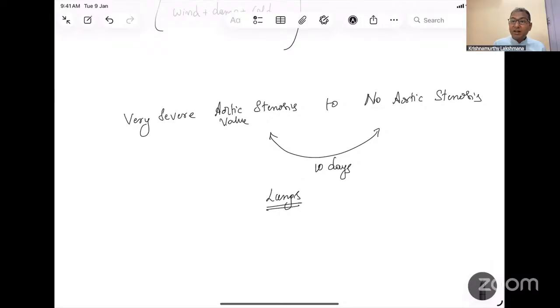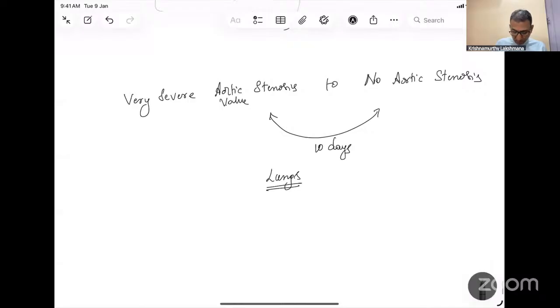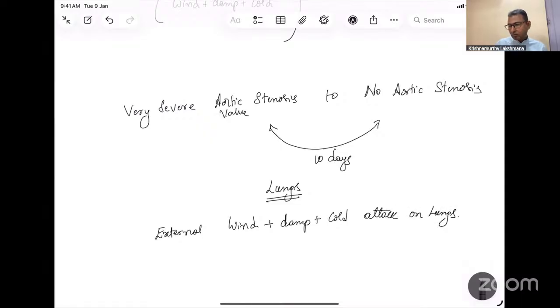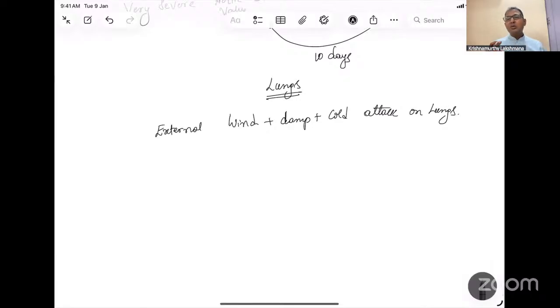The question was, why treat lungs for a problem in the valve? The protocol that I had used was for lungs: external wind plus damp plus cold attack on lungs. This is the protocol I had used. Why? See, it is your ability to understand the problem from a very different perspective.